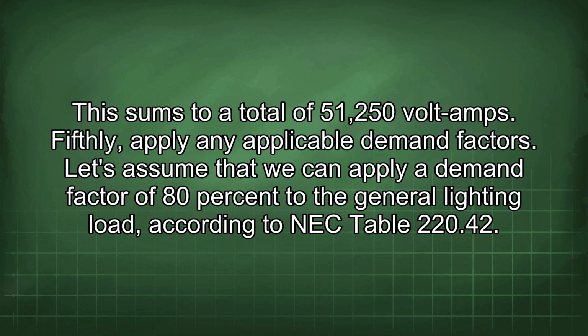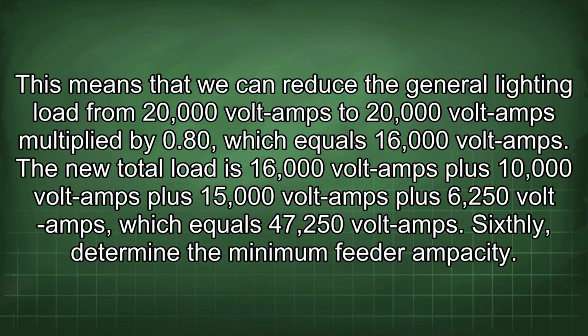Fifthly, apply any applicable demand factors. Let's assume that we can apply a demand factor of 80% to the general lighting load, according to NEC Table 220.42. This means that we can reduce the general lighting load from 20,000 volt amps to 20,000 volt amps multiplied by 0.80, which equals 16,000 volt amps. The new total load is 16,000 volt amps plus 10,000 volt amps plus 15,000 volt amps plus 6,250 volt amps, which equals 47,250 volt amps.